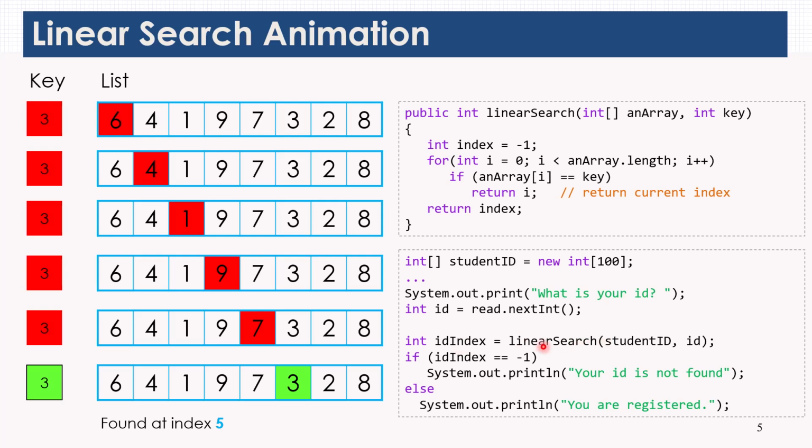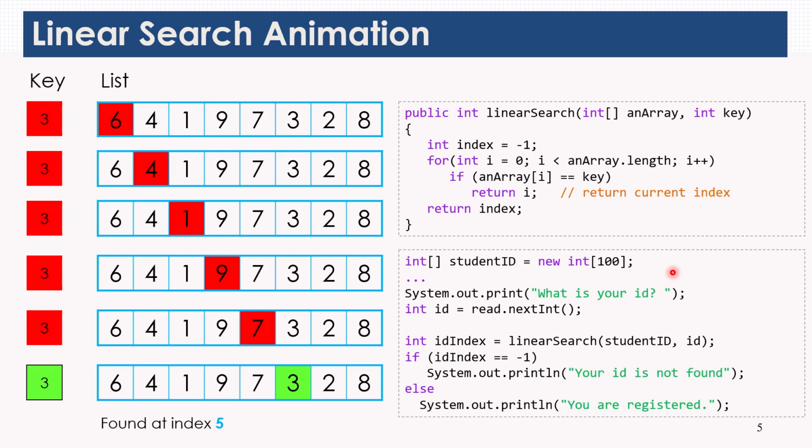If the return value from the linear search is -1, that means that the ID was not found on the list, and a message will be displayed on the screen that your ID is not found. Otherwise, a message will be displayed that you are registered. That means your ID is found, and the location of the student ID is saved into ID index. So whenever we want to print the ID of this student inside the array, we use this index. So this is how we use the method linear search if we want to find an element in the array.